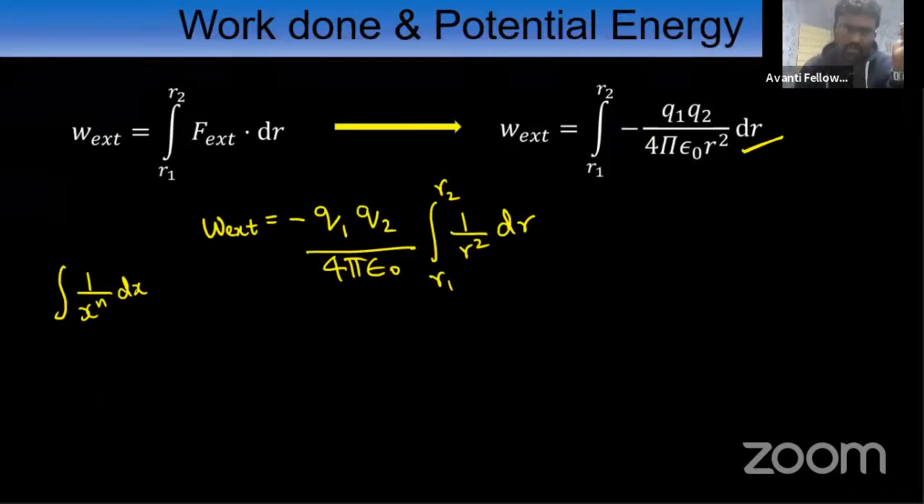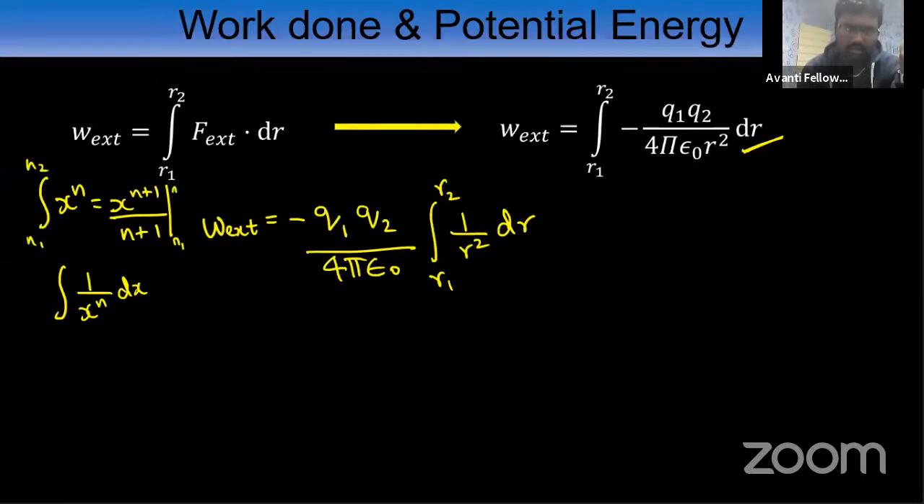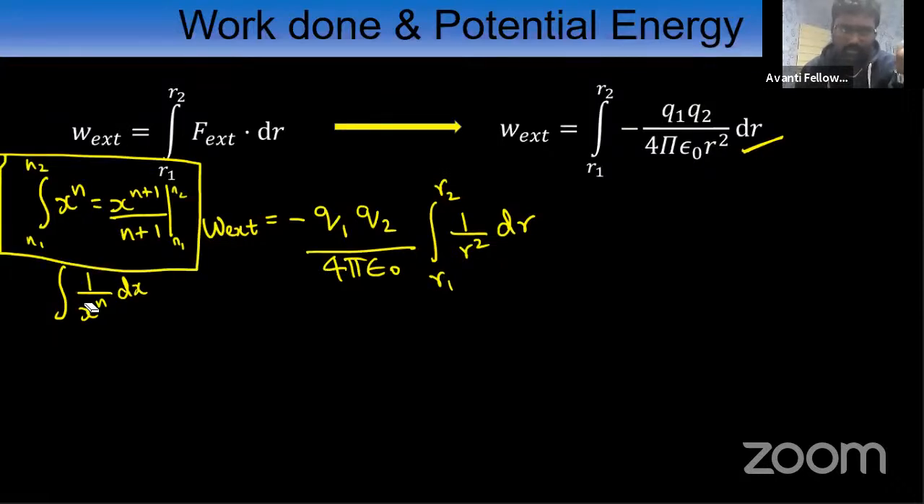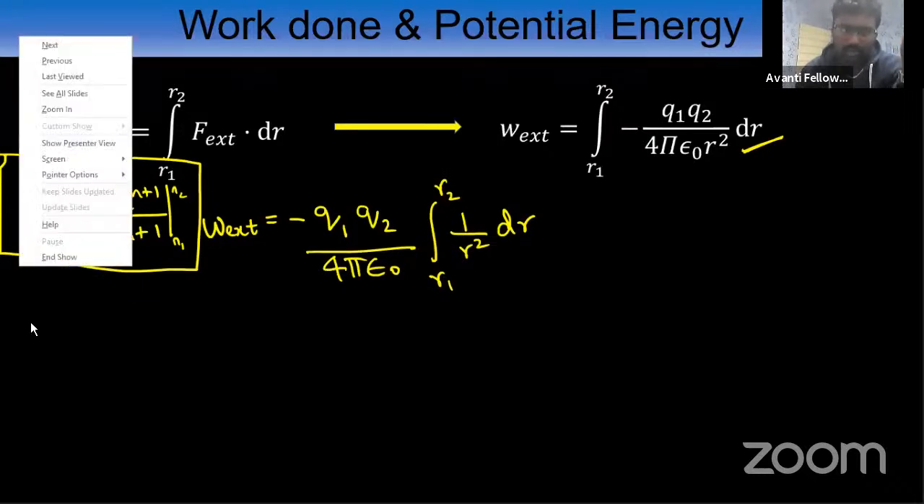So guys, to solve this, you have to know what is the integral of x power n. Those who did not take maths as your course, please listen carefully. The integral of x power n is x power n plus 1 by n plus 1, with limits n1 to n2. Now, if they don't give you the limits, you have to add plus c. I hope that you guys know.